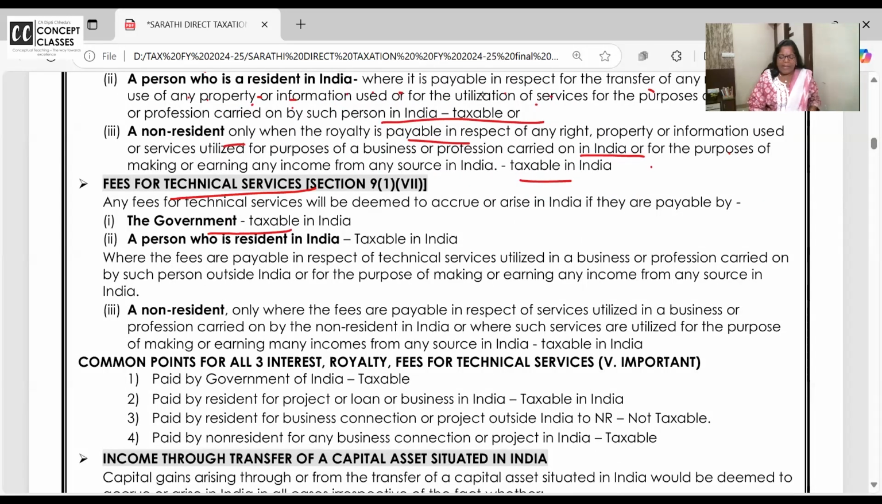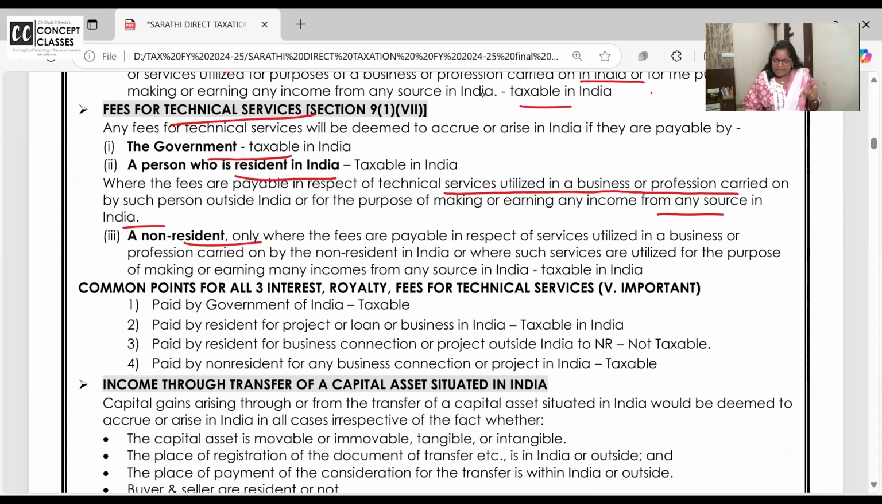Technical services paid by government of India, taxable. Paid by resident where technical services are used in India, taxable. Paid by non-resident for technical services used in India, taxable. अब सबका जिस्ट ये है which I made you write.